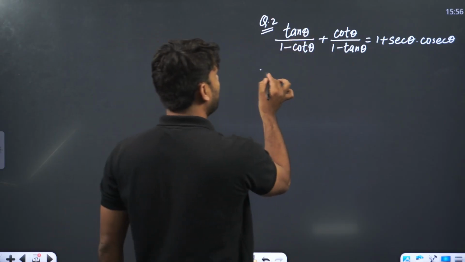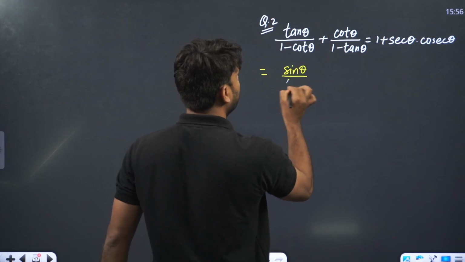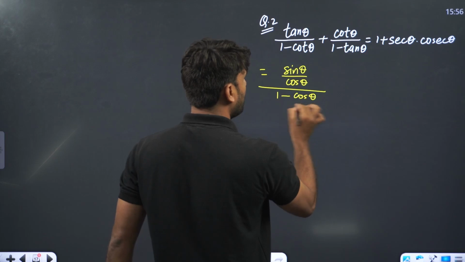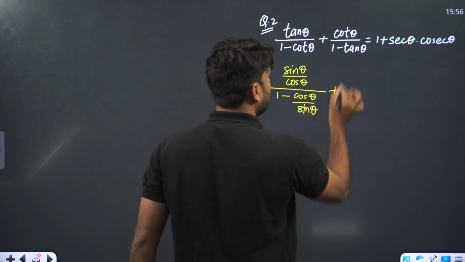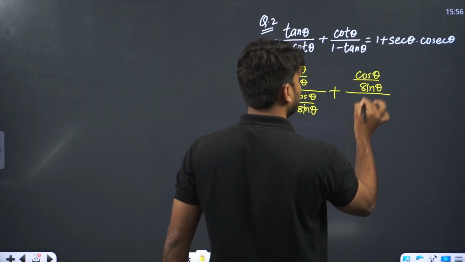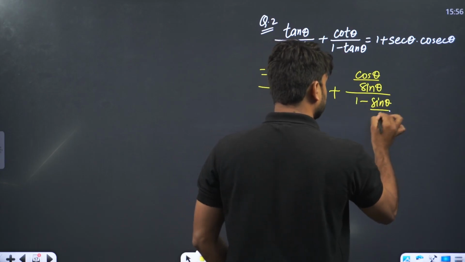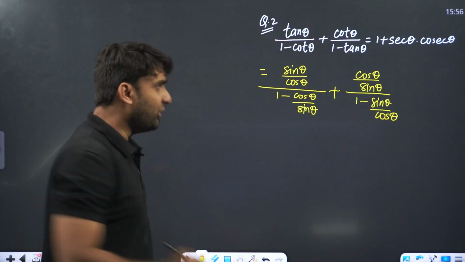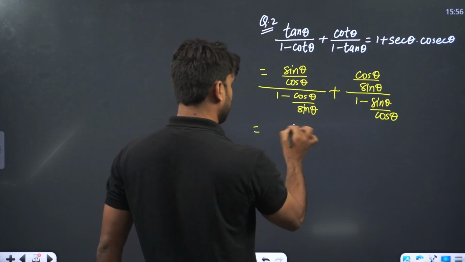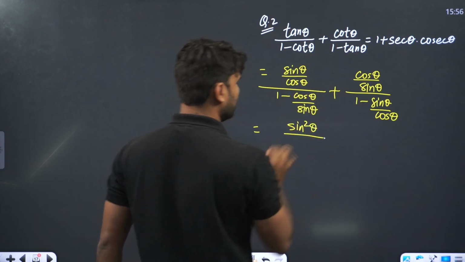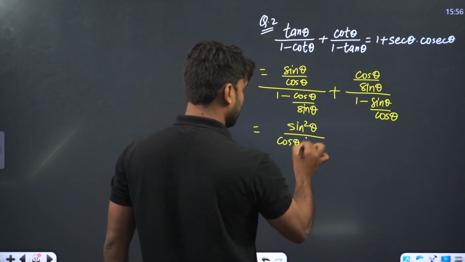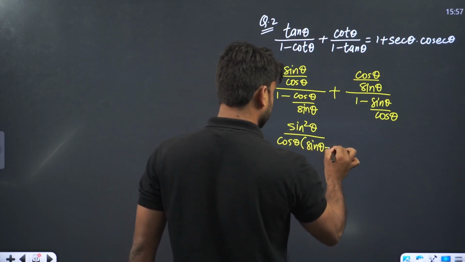So tan theta can be written as sin theta divided by cos theta, and this is cot theta, so cot theta is equal to cos theta divided by sin theta, plus again this is cot theta, so this is cos theta by sin theta, and this is tan theta, so 1 minus sin theta by cos theta. Clear everyone? Now solve this. So on taking LCM, sin will come here and sin will multiply. So sin square theta, and this is sin theta minus cos theta, and this is cos theta. So cos theta into sin theta minus cos theta.